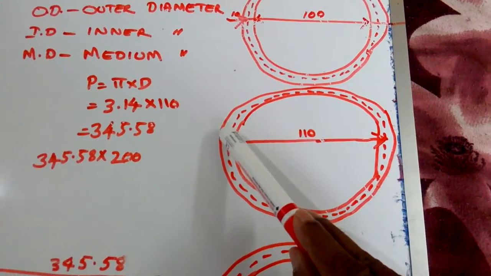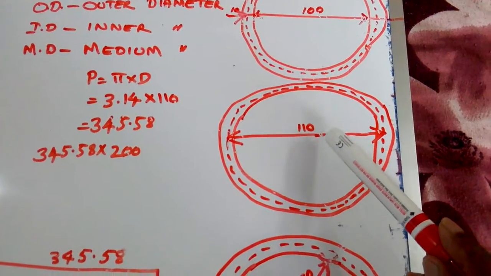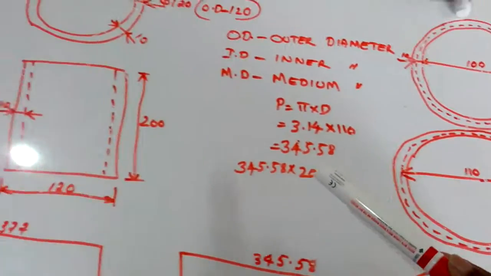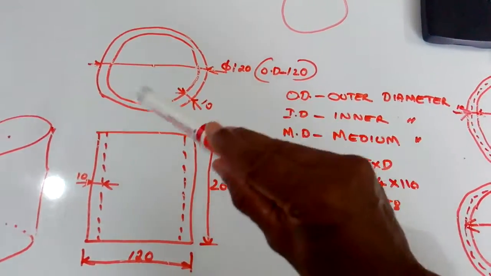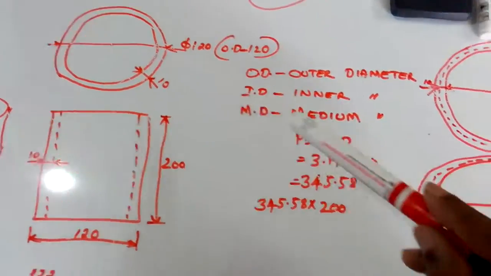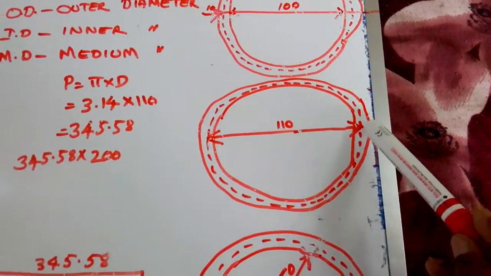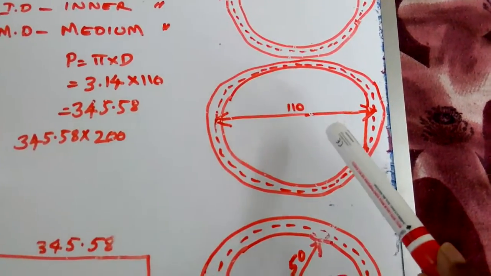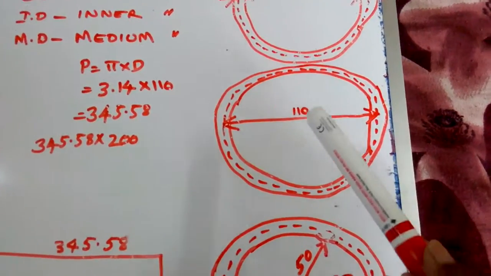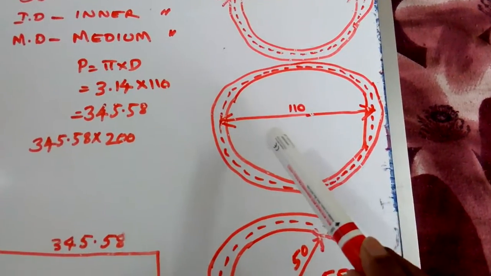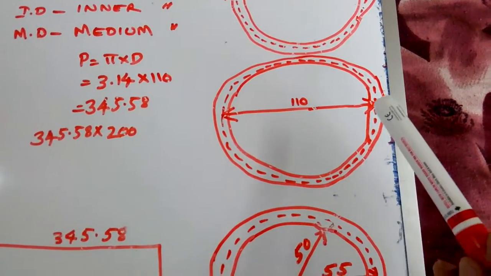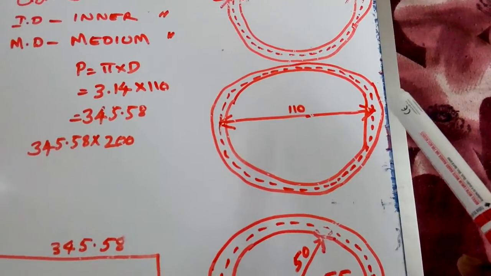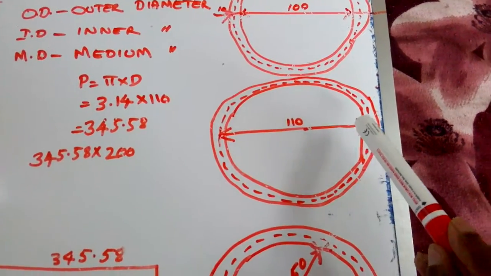So dotted line to dotted line is 110, because outside to outside is 120, as we know, and it has a 10 mm thickness. Outside to outside is 120, same. That picture is this one also. I didn't make any changes here. Why did I write 110 here? Because it is the measurement from dotted line to dotted line, mean diameter line to mean diameter line. So whatever I have written here, 110 is correct.